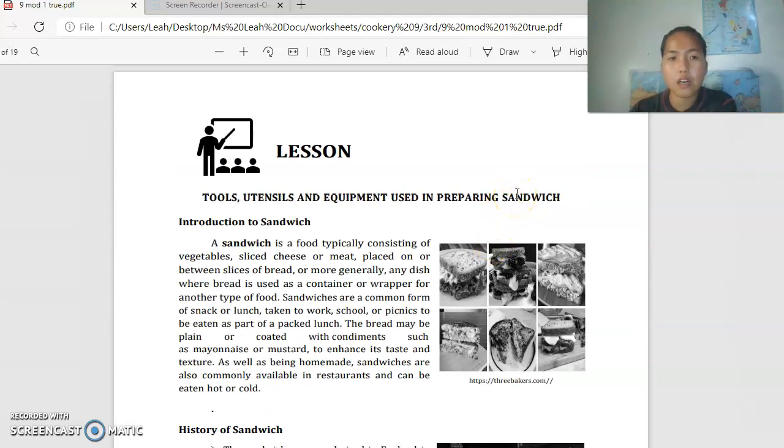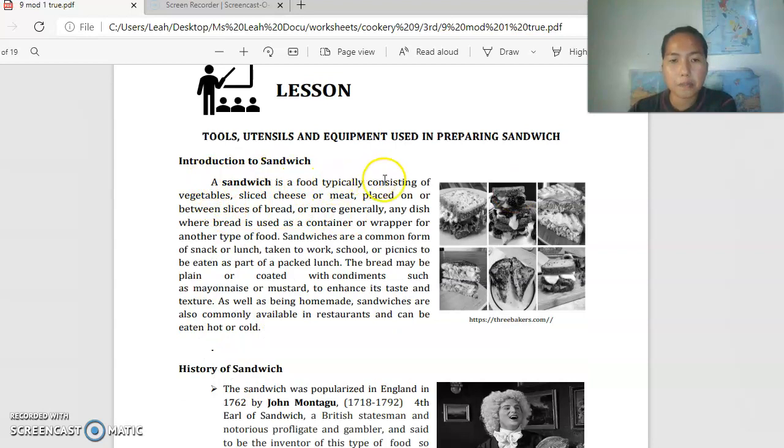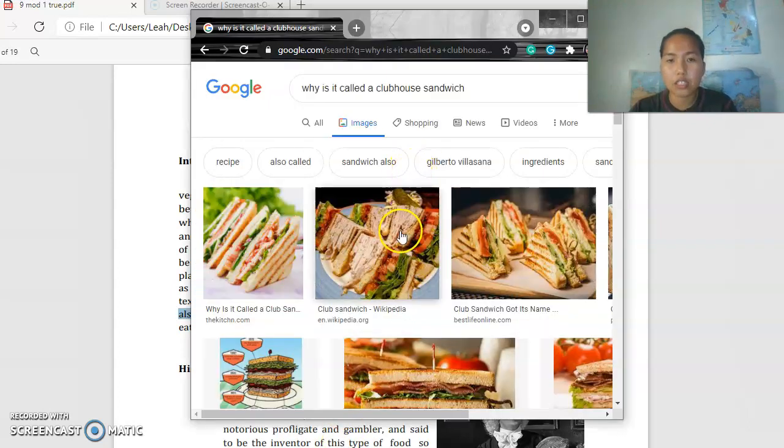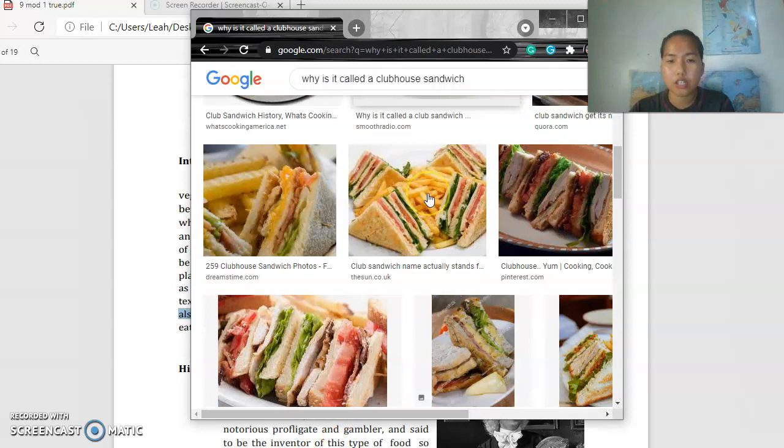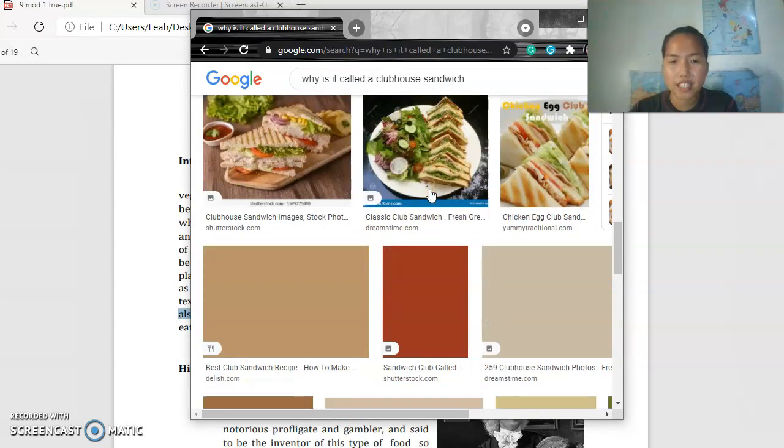Next is the lesson proper. A sandwich is a food typically consisting of vegetables, sliced cheese, or meat placed in between slices of bread. Or more generally, any dish where bread is used as a wrapper or container for another type of food. These sandwiches are commonly available in restaurants and can be eaten hot or cold. So here are the example pictures of sandwiches. I have here colored example sandwiches. So these are examples of sandwiches. Yummy, looks yummy.